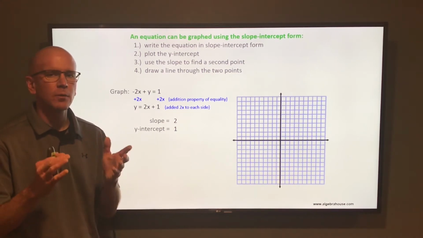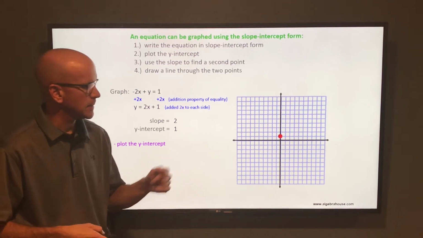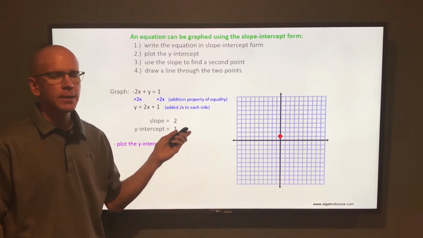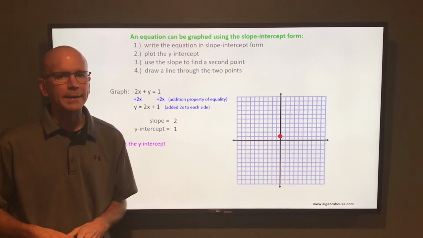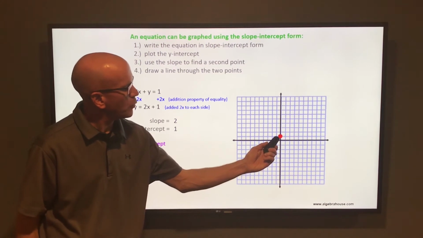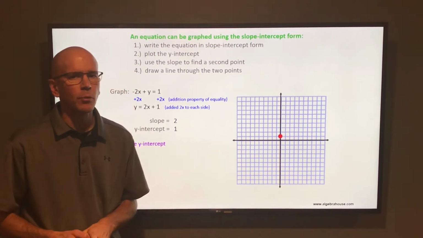You always start with the y-intercept. Put that down first. We're going to put a point at 1 on the y-axis. And then from there, the slope is 2. That's also known as 2 over 1. So as rise over run, that would be 2 over 1. So from that point, we're going to go up 2 and to the right 1 and put another point down.